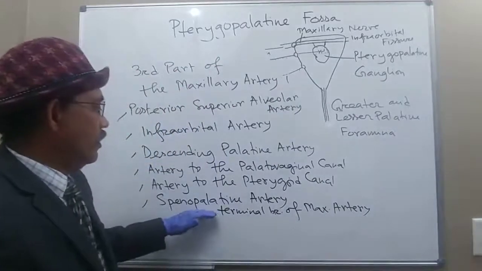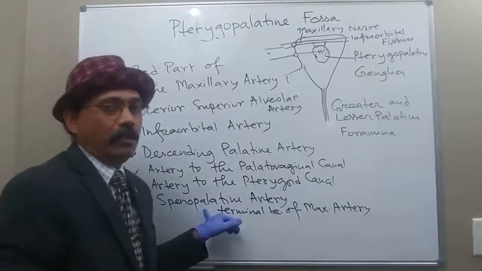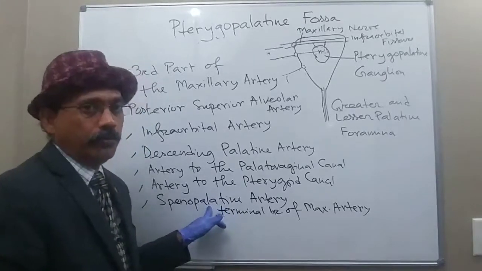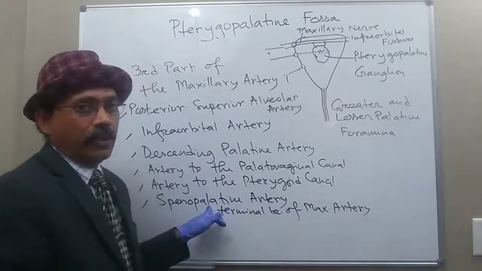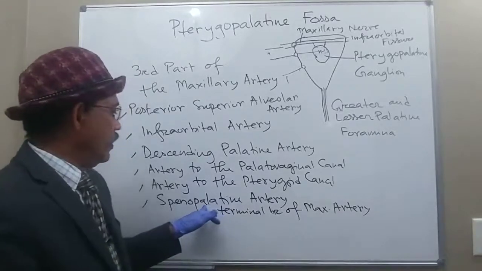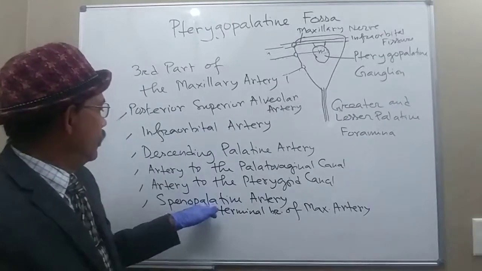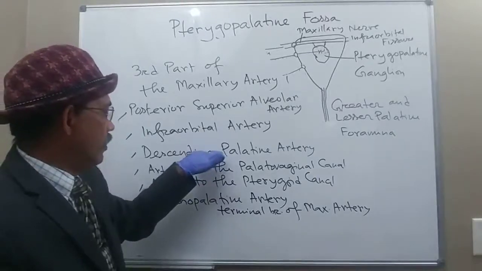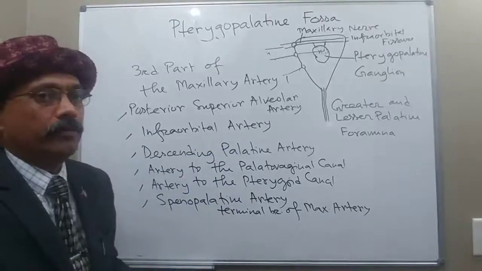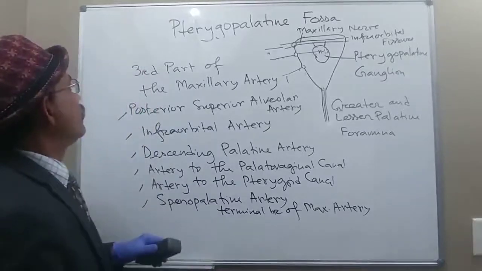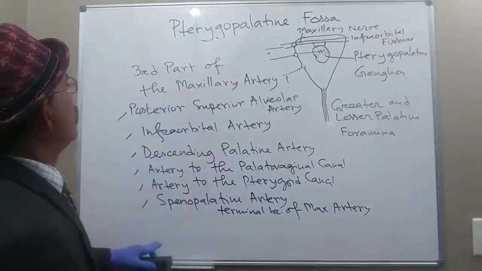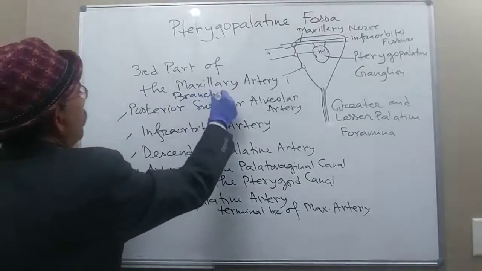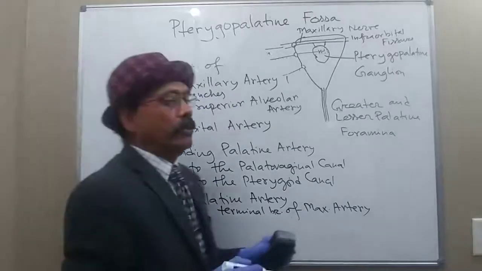This sphenopalatine artery is very important. It goes through the sphenopalatine foramen. It supplies the nose, the sinuses, and the hard palate anteriorly, and it will anastomose with the greater palatine artery, a part of the descending palatine artery. So these are the branches of the third part of the maxillary artery.